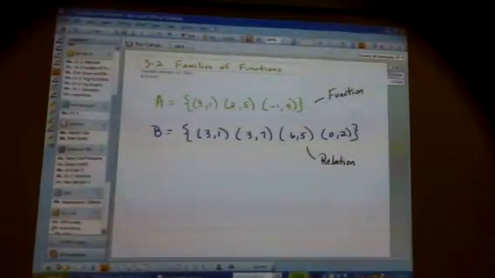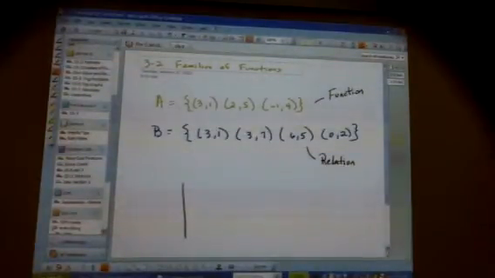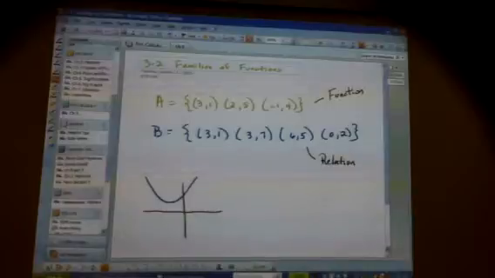Now, do you remember in Algebra 2, it would have been, where you were given a drawing, a graph, and asked to discover or to decide if it was a function or not? I'm going to draw a picture that I think you'll recognize. Which shape is that? Say it. Parabola shape, right? That is a parabola shape.